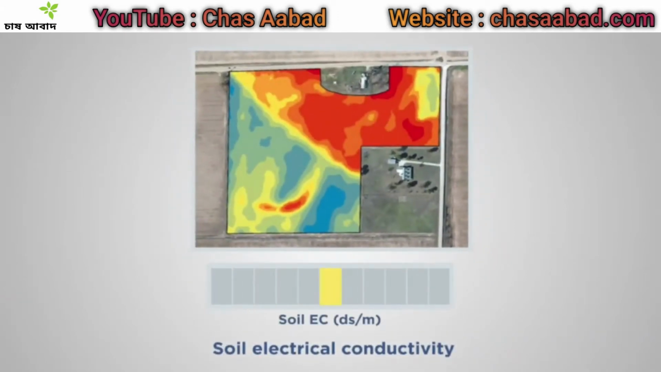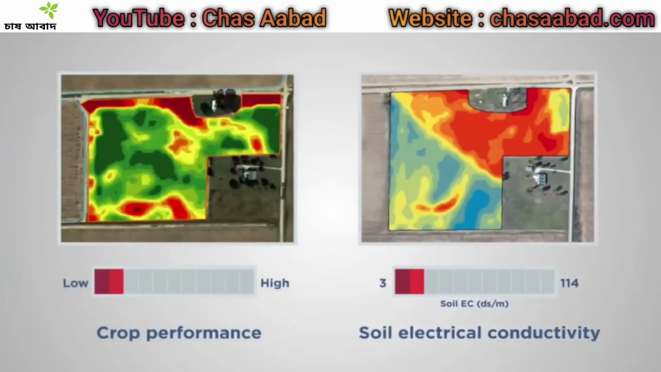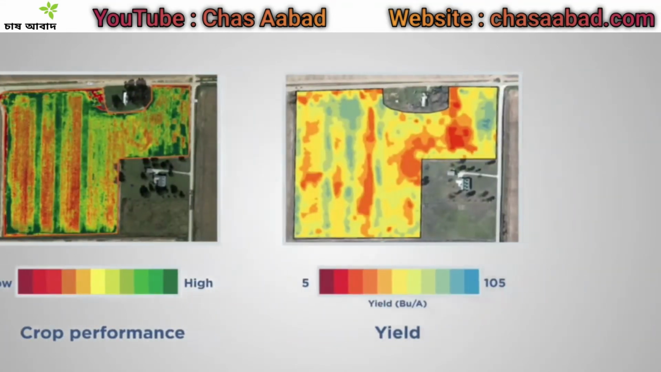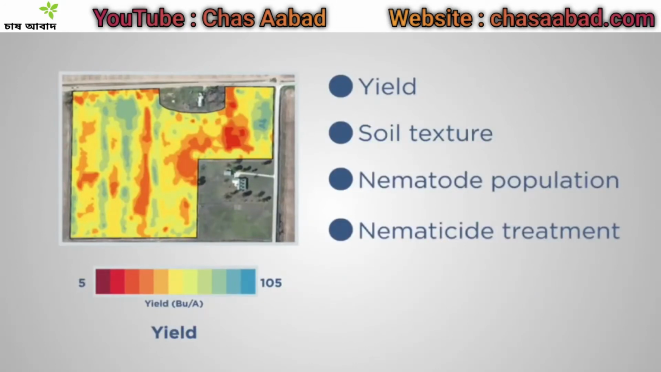Electrical conductivity primarily measures soil salt concentrations, which are strongly related to soil texture. The finer the soil texture, the greater the salt concentration, resulting in greater electrical conductivity. Soil samples collected from each field help determine the abundance of specific nematodes present. Yield maps were created to establish the relationship between yield, soil texture, nematode population, and nematicide treatment.